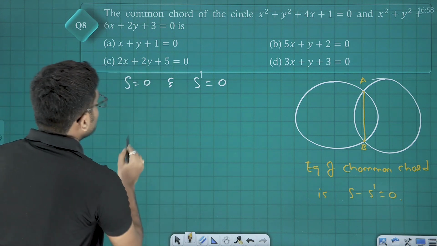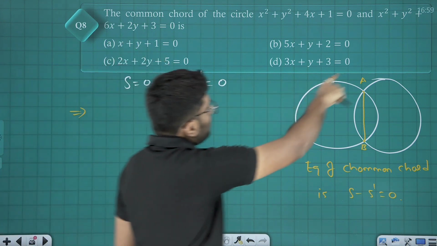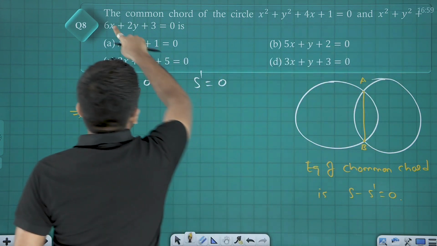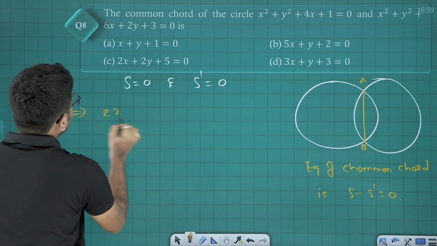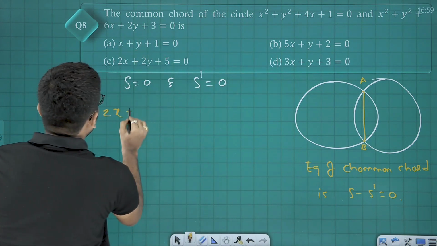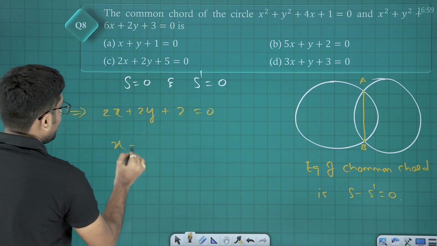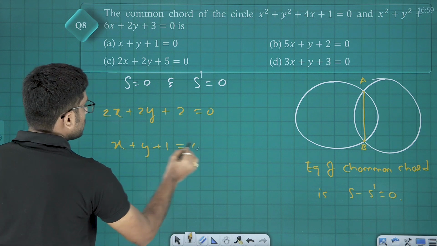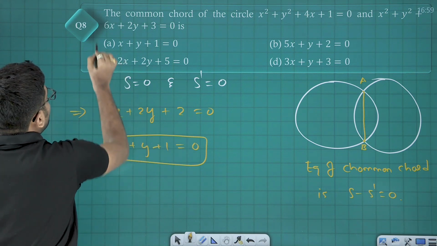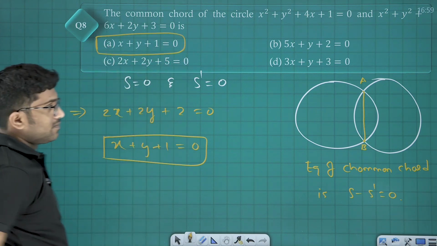That means if you subtract the second circle from the first circle, you get 6x minus 4x is 2x, 2y plus 2y, 3 minus 1 plus 2 is equal to 0. So x plus y plus 1 equals 0 is the equation of the common chord, which is option A. Clear?